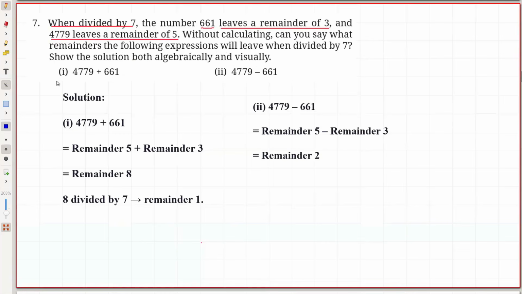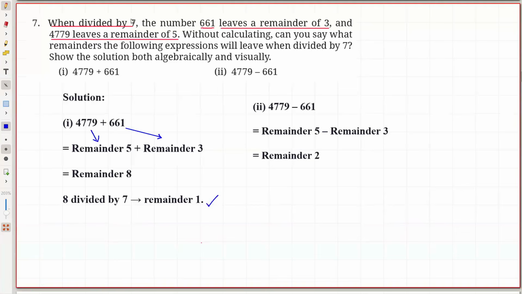Okay, first question: 4779 plus 661. So now what is given? When divided by 7, the number 661 leaves the remainder 3. While dividing 4779, the remainder is 5. Okay, so the total remainder is coming as 8. If you divide 8 by 7, the remainder is coming as 1. Directly we can get.